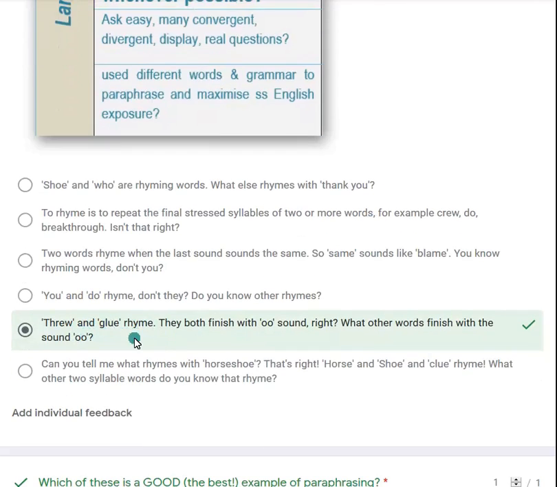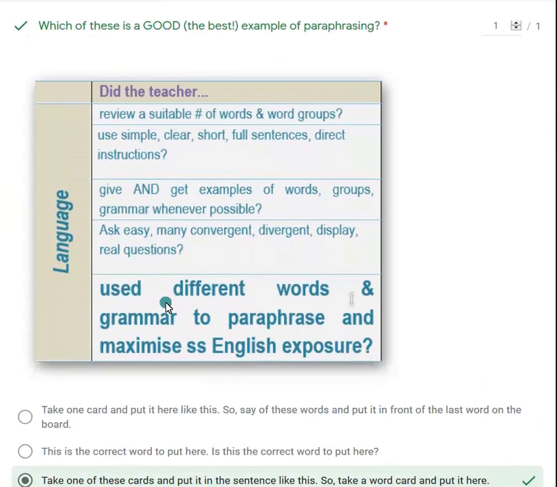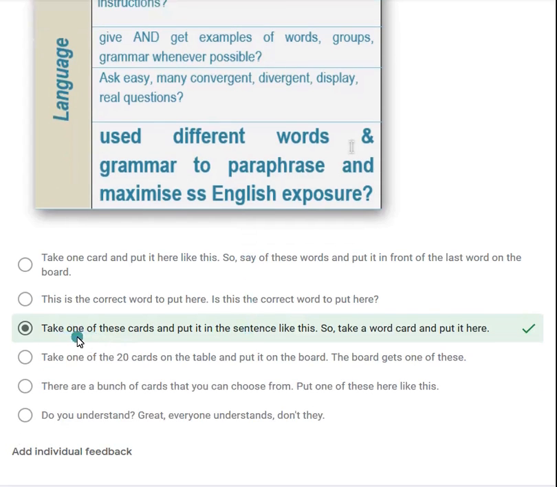And in the first video, we talked about this. So through and glue, rhyme. So through 2 simple word examples. They both finish the same, and you're saying why they rhyme. They sound the same. You're asking them to give you an example. Best example of paraphrasing. So something longer and more difficult, take one of these cards and put it in a sentence like this, then something short and simple like that afterwards.